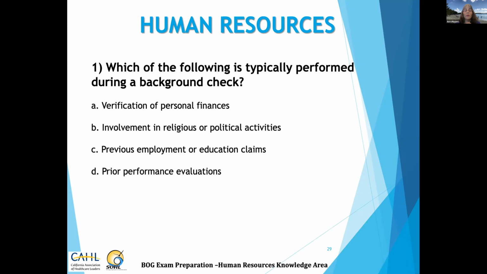Rick, would you like to do a brain walk on this? Verification of personal finances, it's not unheard of for them to run a credit check, but it's more at the higher levels, or where people have more financial responsibility. So I wouldn't call it typical. Involvement in religious or political gets you into some illegal bias stuff that you want to avoid. Previous employment or educational claims, well, guess what? People lie on their application. And I always tell my students that's the one guaranteed way of being fired even years later, if they figure out they lied on the application.